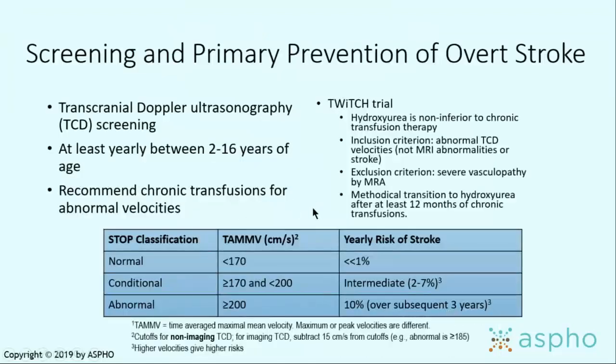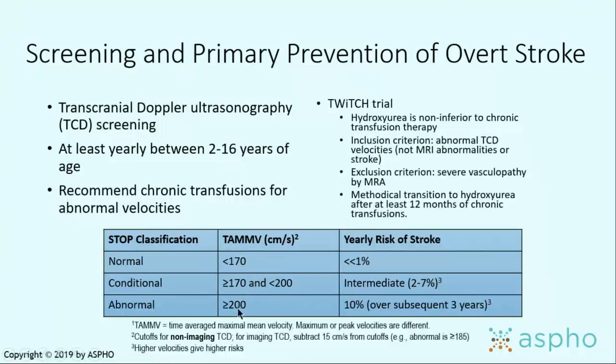So the primary stroke prevention using transcranial Doppler ultrasonography, it's a great test, non-invasive, no radiation. We do it yearly between 2 to 16 years of age. There are defined cutoffs for normal, conditional, and abnormal. Normal don't need to be repeated. Conditional get repeated usually in about 3 months.